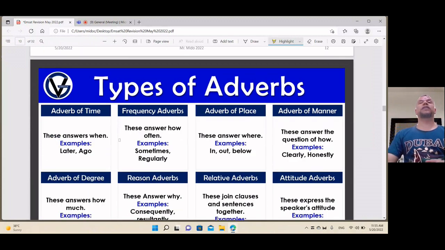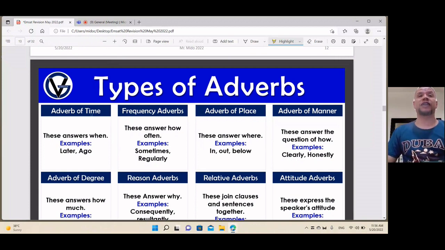Let's see, the third type is adverb. I said adverb, a word that describes a verb. But how many types of adverb are there? You have to know that most questions in the EmSAT grammar section are about types of adverbs.